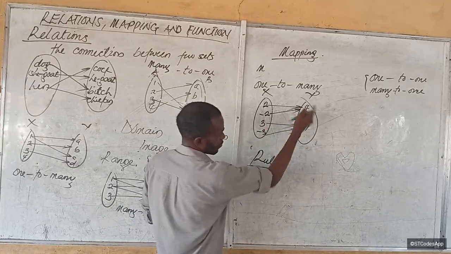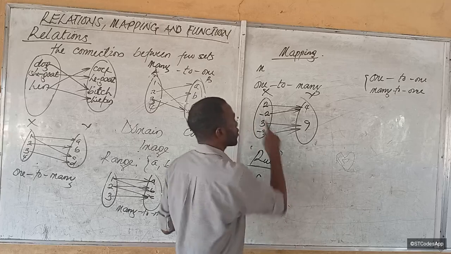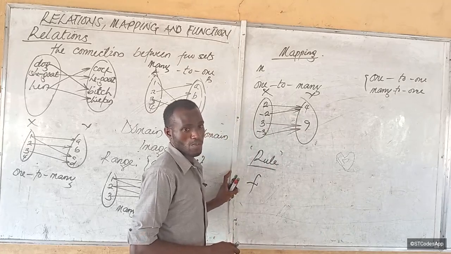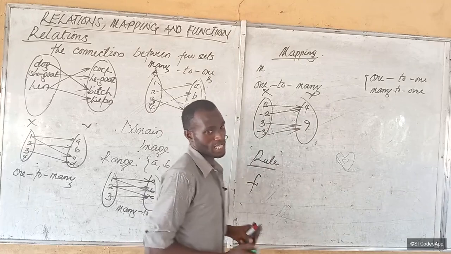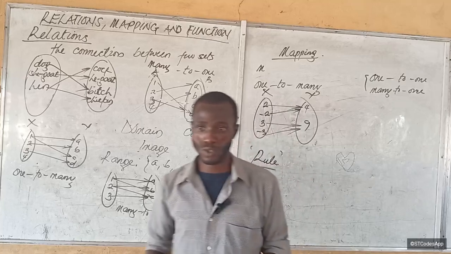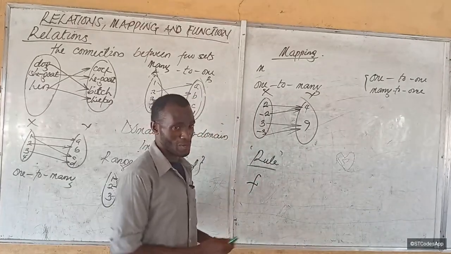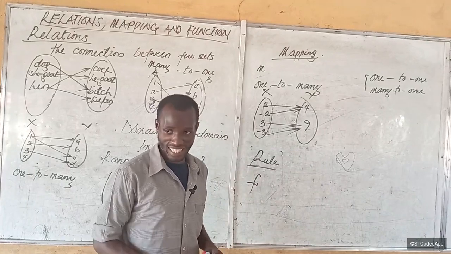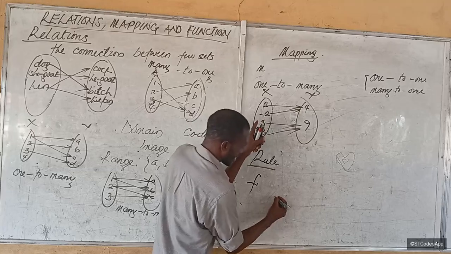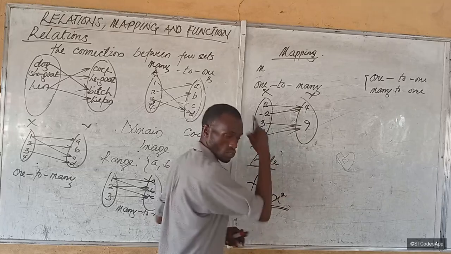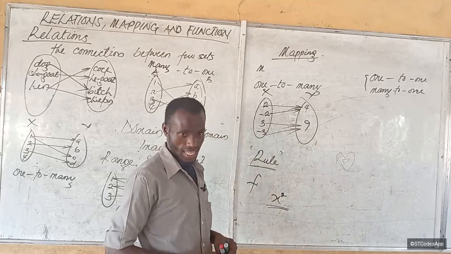Now, how do you think it's transforming here? How do you think 2 is becoming 4 and minus 2 is still becoming 4 here? You don't know? How can I turn 2 to 4 and still turn minus 2 the same way to 4? By squaring it. Do you understand? So if I square these, the rule of this mapping is going to be x squared. Is that clear now?